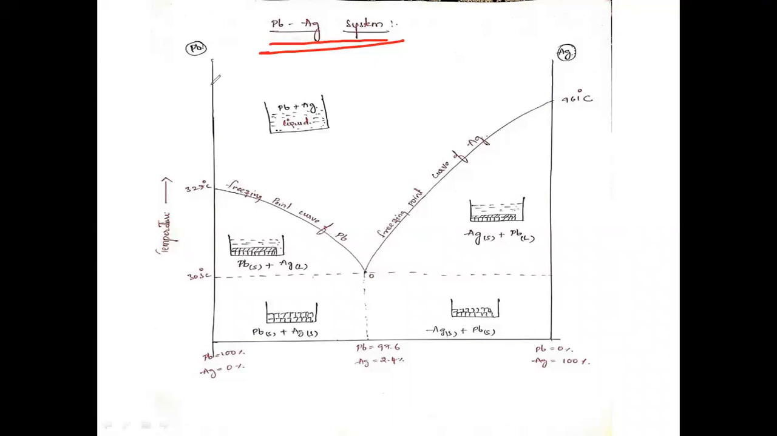I already told you what a eutectic system is. So what is the eutectic point generally here? The eutectic point is the temperature below which complete solidification will take place.